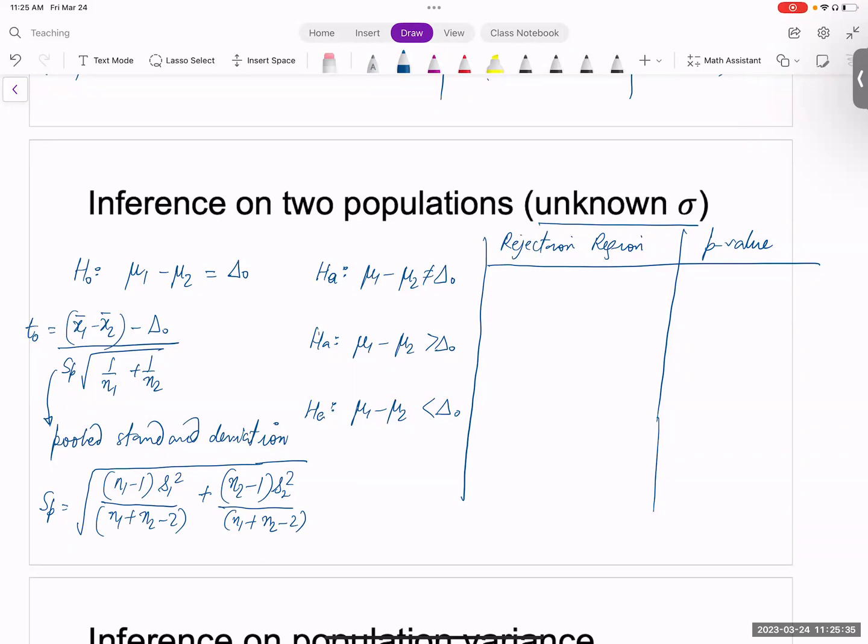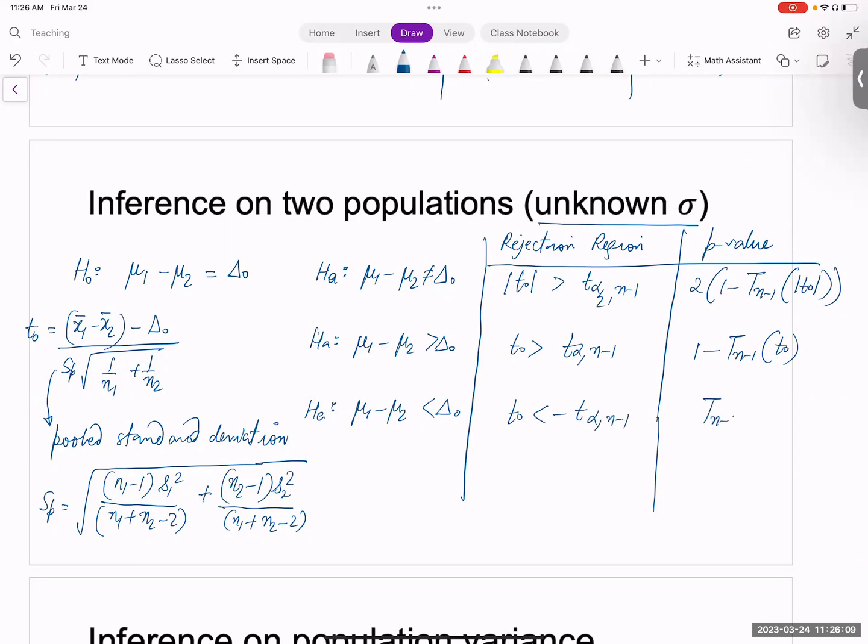And now we use just a regular t-statistic or a t-test. So your first case, absolute value of t0 is greater than t alpha over 2, comma n minus 1, and p-value is 2 times 1 minus uppercase tn minus 1 absolute value of t0. Second is t0 greater than t alpha, comma n minus 1, and p-value is 1 minus tn minus 1 of t0. And then the last one is t0 less than negative t alpha, comma n minus 1, and the p-value is tn minus 1 of t0. Again, this tn minus 1 is your tCDF. All right.